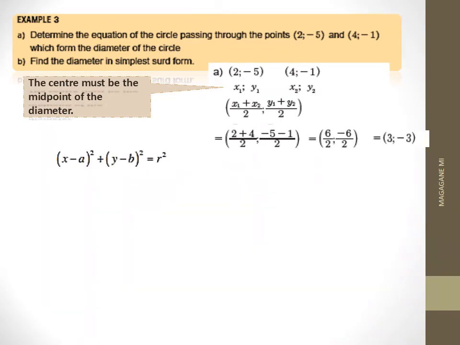Right. Then to answer the question, we want to find the equation of the circle. We have the center and a point. Then we can take the center and substitute it into our equation. Firstly, you must start by writing the equation to show that you know the equation of a circle with center not at the origin. And we substitute 3 minus 3. Then we have x minus 3 all squared plus y plus 3 all squared equals r squared.